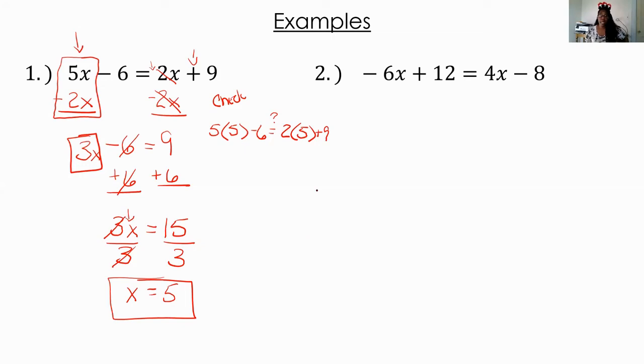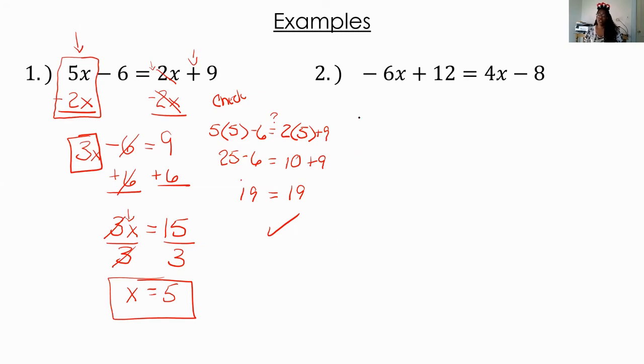So now we got 25 minus 6, which gives me what? That's 19. And then you got your 10 plus 9, which gives me what? That's 19. And does 19 equal 19? Is that a true statement? Yes, it is. Okay, so that's how you know that you did it correctly. So my solution for number 1 is 5, a positive 5.